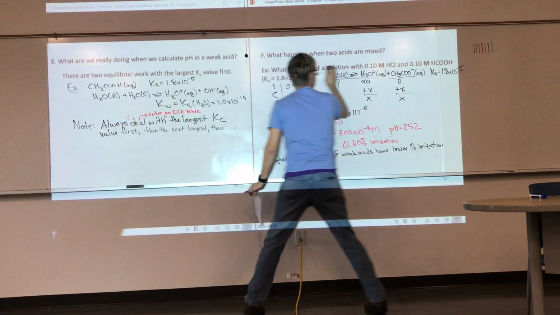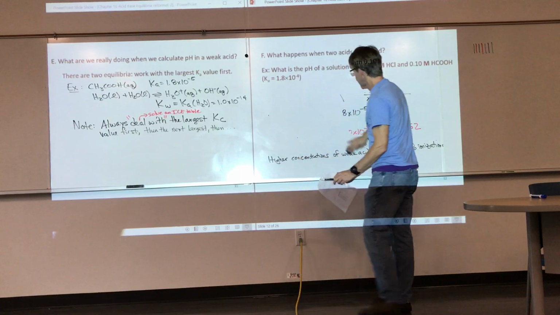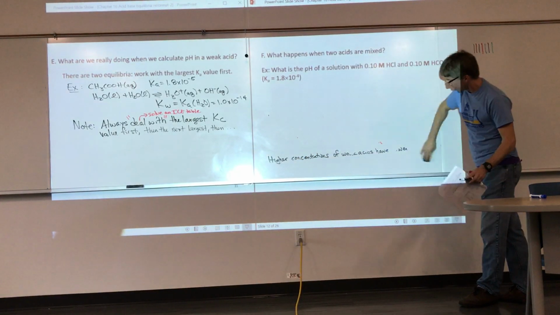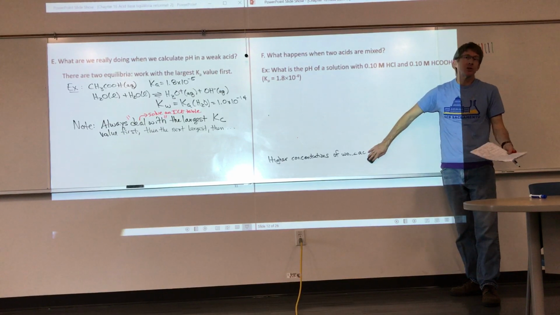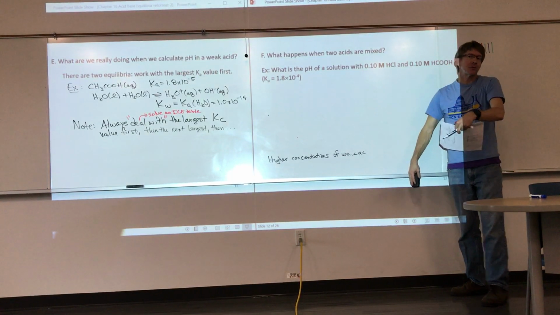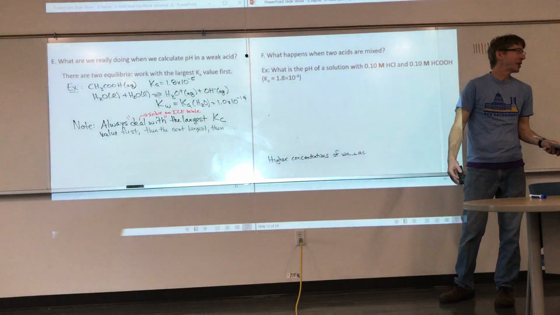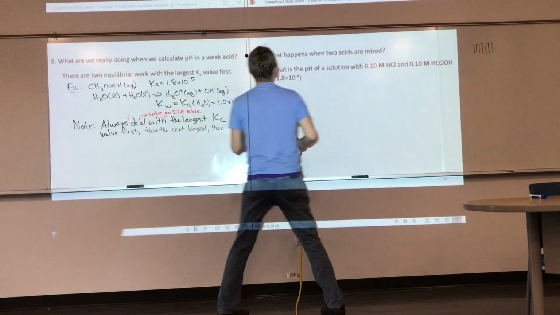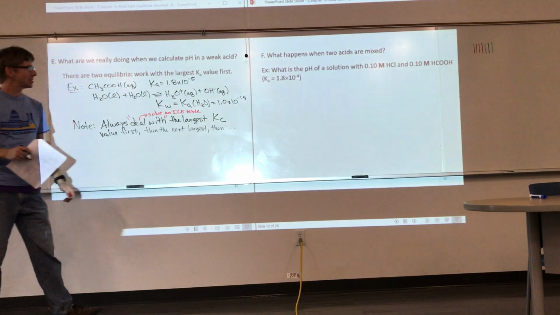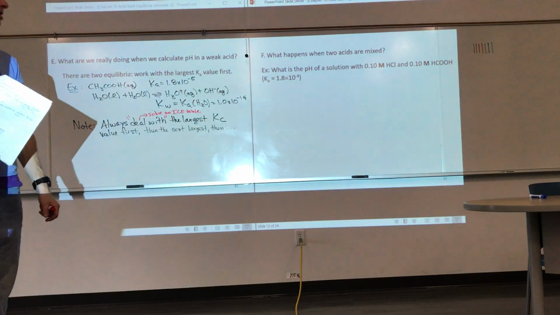So, because that's where we're going, you will be given a couple things in solution with their concentrations, and you will have to suss out for yourself which one to do first, based on looking at the conversion equation sheet to find out what its K value is, specifically for acids and bases. All right, so here's the problem. It says, what happens when two acids are mixed? What is the pH of a solution with 0.10 molar HCl and 0.10 molar formic acid?